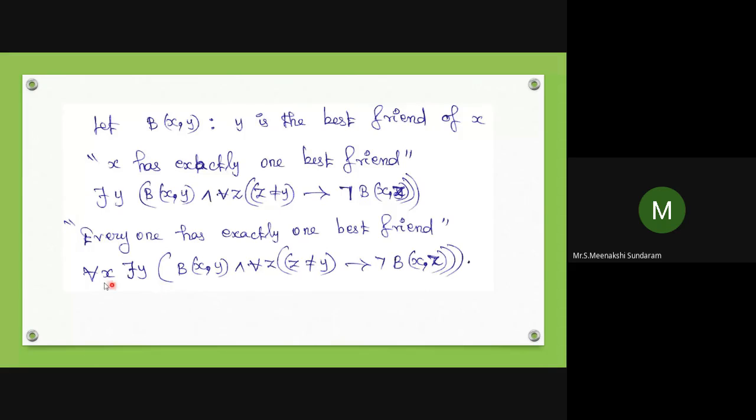For every X, every student in your class has exactly one best friend. All the others are not a best friend of you. That is, for every X, there exists a Y, B of X comma Y, conjunction, for all Z, Z not equal to Y, then that is a conditional, negation of B of X comma Z. Repeatedly you can do more problems, then only you can easily identify. My simple statement, everyone has exactly one best friend, is one sentence, but here we use three variables. That is the main important thing for this.